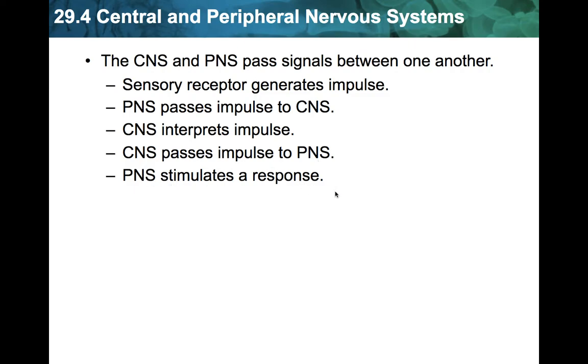So you might be asking yourself, why does it have to go from the PNS to the CNS back to the PNS? Well, the main reason is because it needs to transmit it to your brain. So your peripheral system is going to pass that information to your brain to tell your body what's going on, and then your body is going to send signals back to the PNS to stimulate some sort of response. Your brain is basically telling your body what to do.